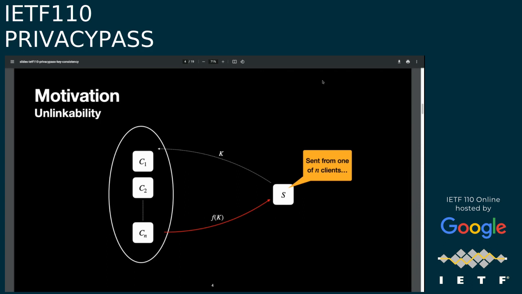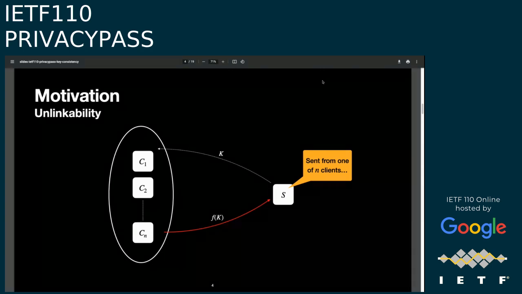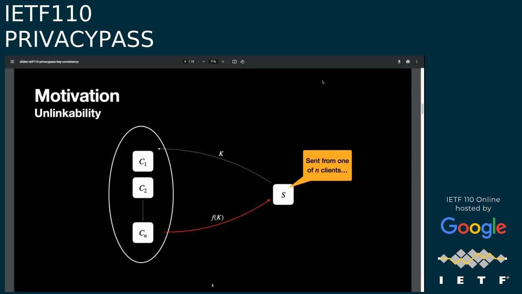And then later on, someone happens to use that particular key, so sends some function f of k over to the server. If the server doesn't have any other linking information, like assuming it doesn't have IP addresses or whatever, perhaps a tall order, but bear with me, the server concludes that the key was just used by one of the end clients in this set. And that's the unlinkability property that we want. Next slide, please.